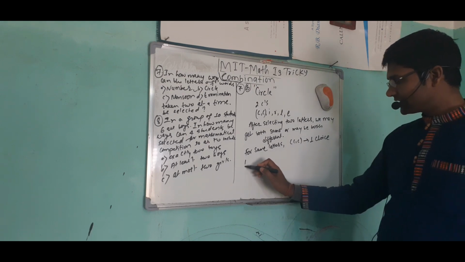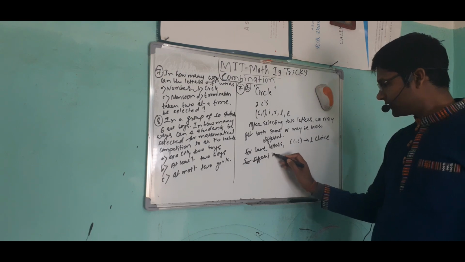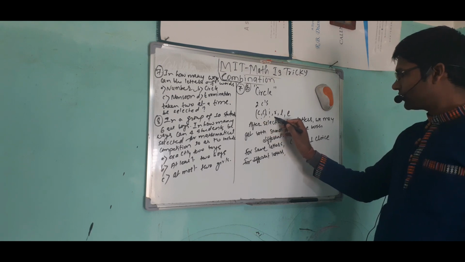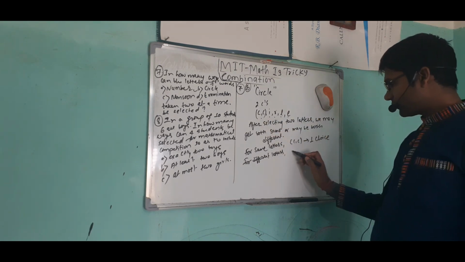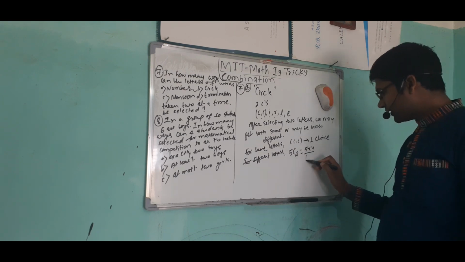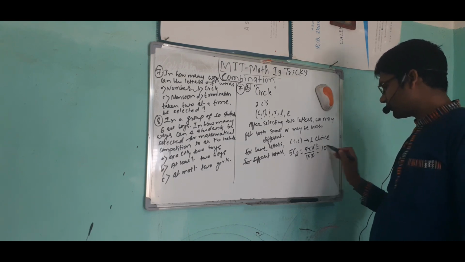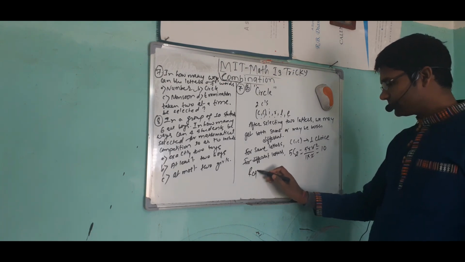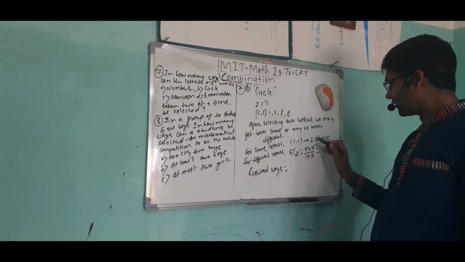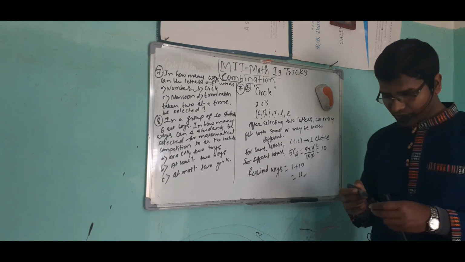Now for different letters, we'll consider this as 1, 2, 3, 4, 5. So out of 5, we can choose 2. So it is 5 into 4 by 1 into 2. The answer will be 10. We can cancel the 2 and 5 to get 10. So the required number of ways equals 1 plus 10. The answer is 11. Hope you understood this.